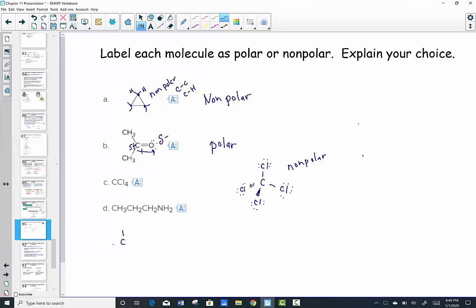Here's letter D. I have a CH3 group, all nonpolar bonds, attached to a CH2 group, all nonpolar bonds, attached to yet another CH2 group, so that's all nonpolar, and finally something interesting, an NH2 group, where I can see that I have a polar bond leading from a carbon to nitrogen and from a hydrogen to nitrogen, making this region very electron rich, and these hydrogens, as well as the carbon, electron deficient, so they're partially positive, making this a polar molecule.